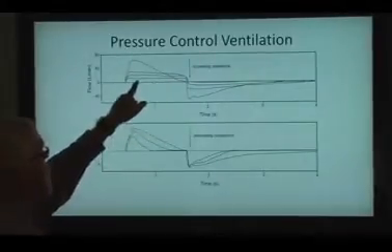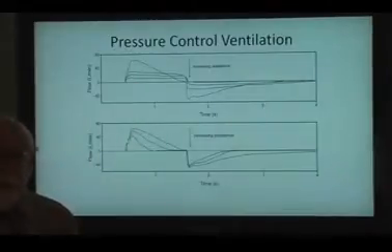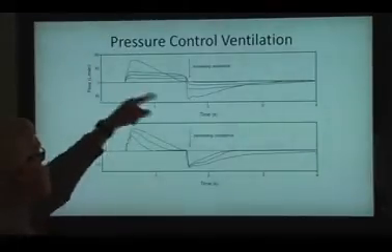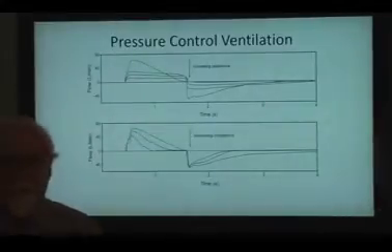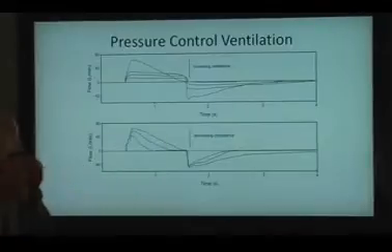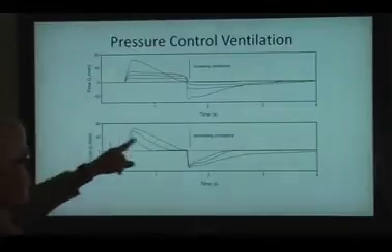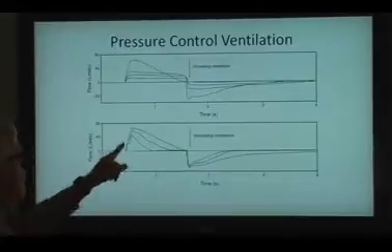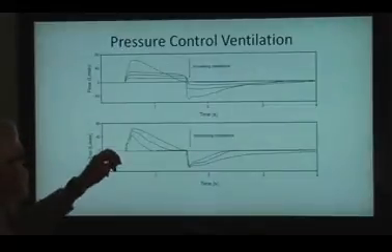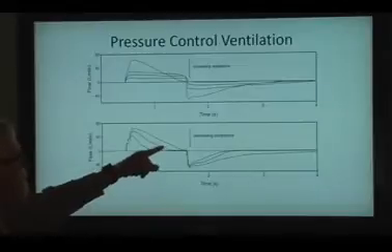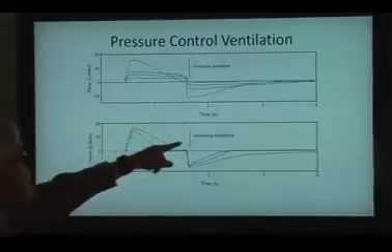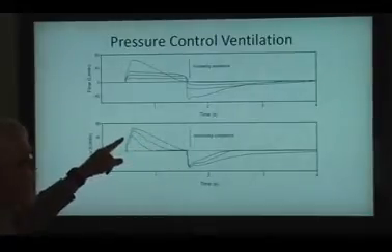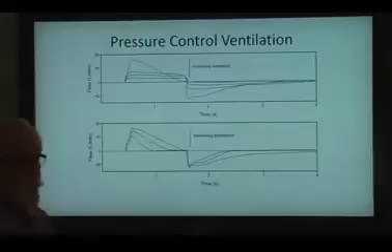Also, the area under the flow-time curve on pressure control is the tidal volume. So you can see here the high airways resistance. The tidal volume will be very low unless we use a very high pressure. Then we look at the effect of compliance on the flow during pressure-controlled ventilation. You can see that as the compliance decreases, the flow drops off more quickly. So with a stiff lung, like in ARDS, the flow drops off very rapidly with pressure-controlled ventilation.